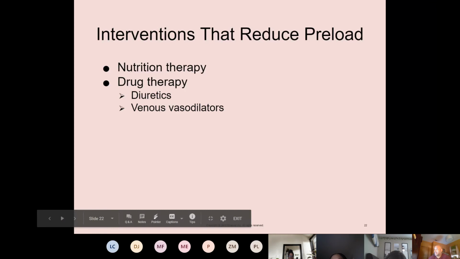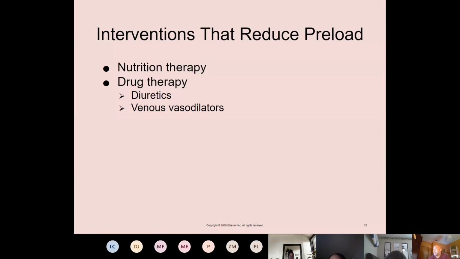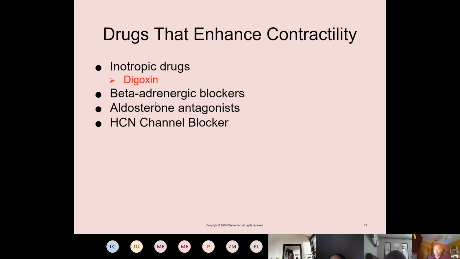All right, so we talked about the preload. A lot of this you are going to be looking up anyway, so I don't have to spend a whole lot of time on it. When we talk about drugs that enhance contractility, this is inotropic. Inotropic means the contractile force of the muscles of the heart. When we talk about chronotropic, we're talking about the rate, chrono, rate. Inotropic, the muscular functions of the heart.